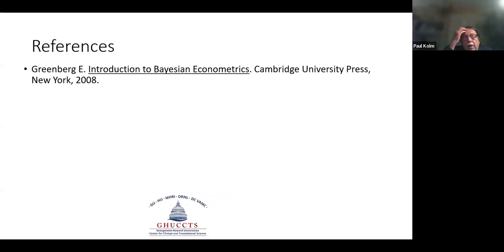So I just have one reference here, although it's written in the context of econometrics. The first chapter, probably two, go over the essentials of Bayesian analysis, and they contrast it with the frequentist analysis as well. It's a little more technical than you might like, but I think it still is fairly readable. Particularly the first few chapters give you a good understanding of Bayesian analysis.